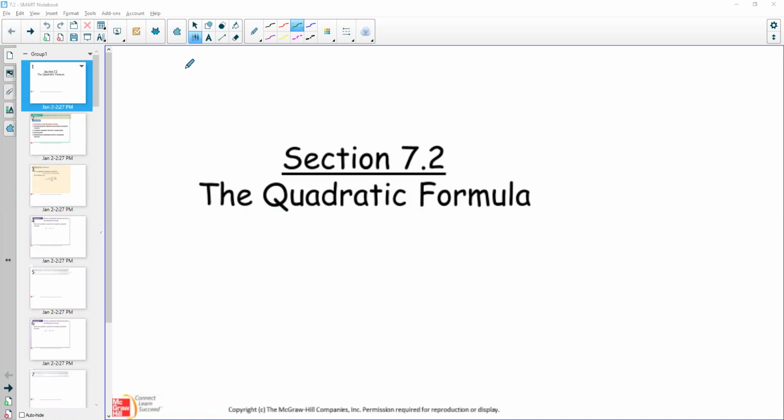This is quadratic formula. Chapter 7 is all about solving quadratic equations. In the last section, we got two options: square root property and completing the square. Quadratic formula is the third. There's good news about it and there's bad news about it. The good news is that it will work every time.